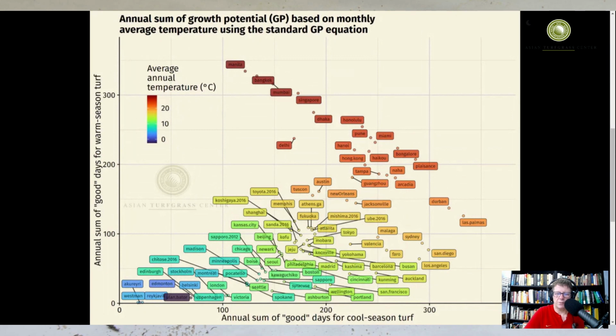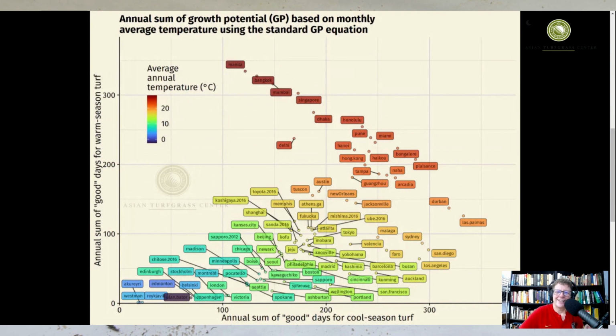And if you've got growth potential expressed on a scale of 0 to 1, then a day with a growth potential of 0 means that doesn't count as a good day for growth. That's going to be something like January in Edmonton. January in Edmonton is not going to be a good day for growth. And so it will have a growth potential of 0. So it kind of doesn't count.